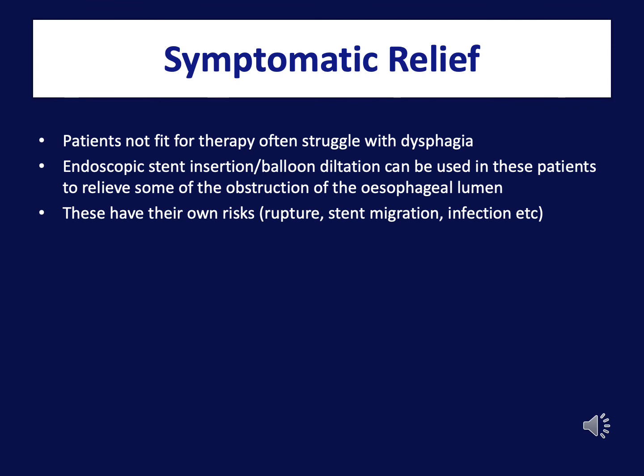So an OGD is done, the obstruction is identified, and then either a balloon is used to expand the lumen or a stent is inserted to keep the lumen open and patent. These have their own complications and risks, for example, perforation of the esophagus or migration or infection.